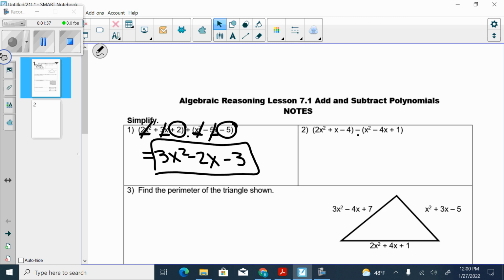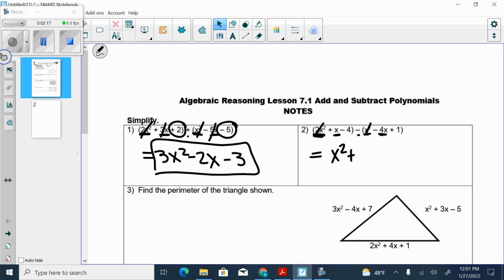This time they're just asking us to subtract the 2. Okay? So I've got a 2x squared, and then I have a similar term over here. Right? So I've got 2x squared minus x squared. What's that going to leave us with? 1x squared. Very good. All right, so we're done with the x squared. Okay, now I'm looking at x, and we've got a negative 4x. So I got x minus negative 4x. Well, minus a negative turns into a plus, so I really have x plus 4x.